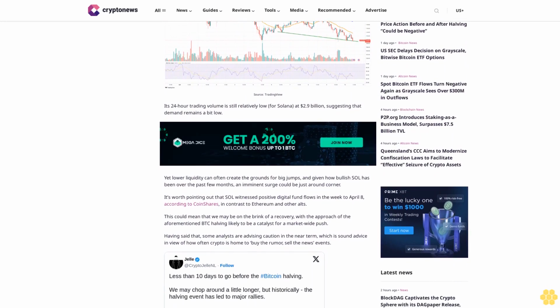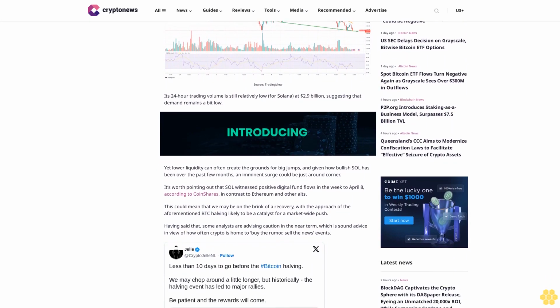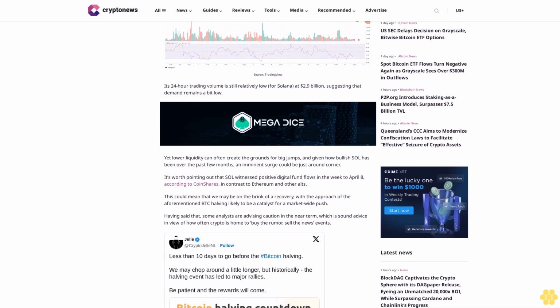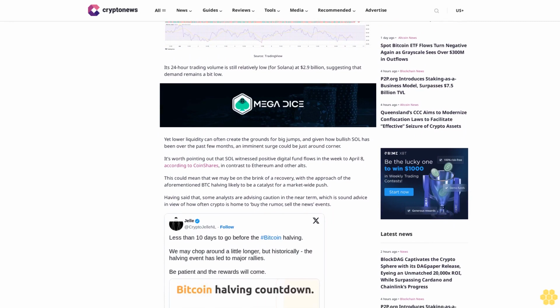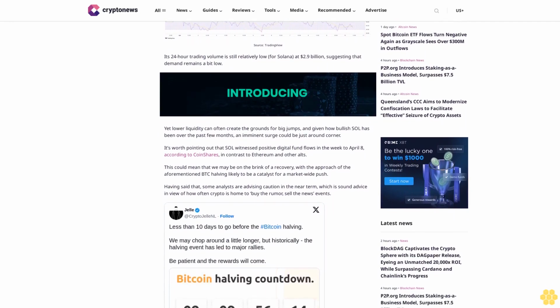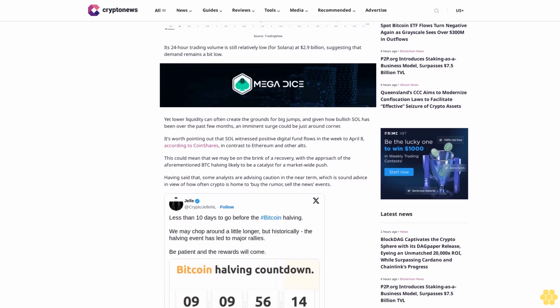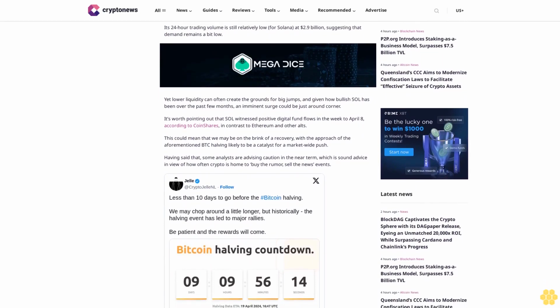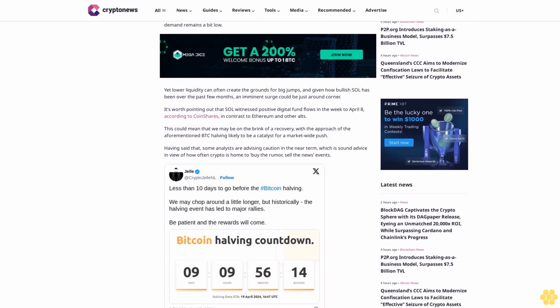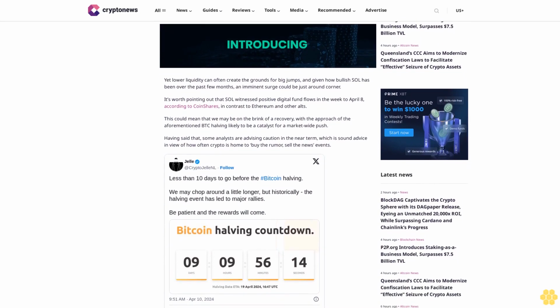It's worth pointing out that SOL witnessed positive digital fund flows in the week to April 8, according to CoinShares, in contrast to Ethereum and other alts. This could mean that we may be on the brink of a recovery, with the approach of the aforementioned BTC halving likely to be a catalyst for a market-wide push. Having said that, some analysts are advising caution in the near term, which is sound advice in view of how often crypto is home to buy the rumor, sell the news events.